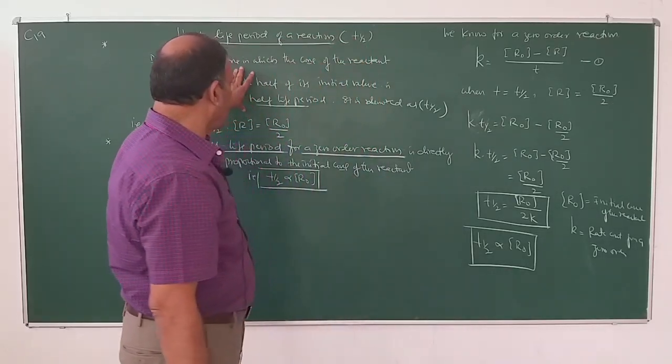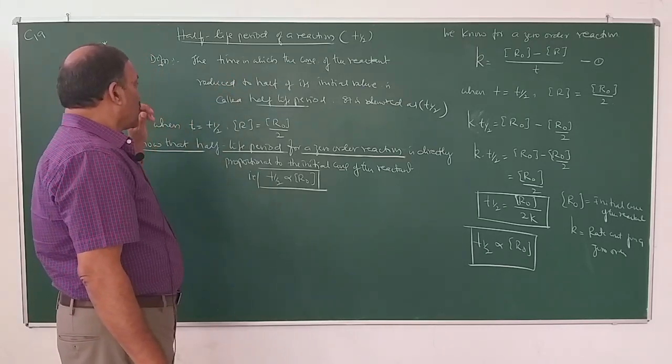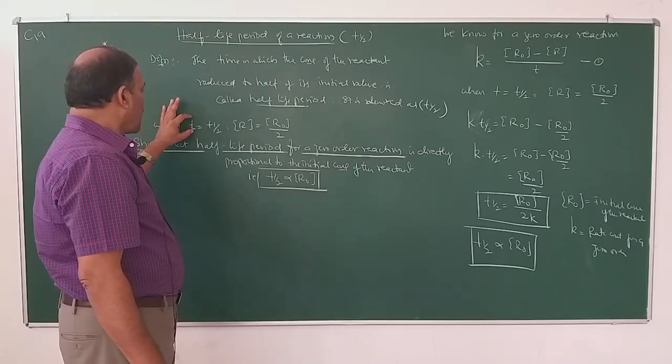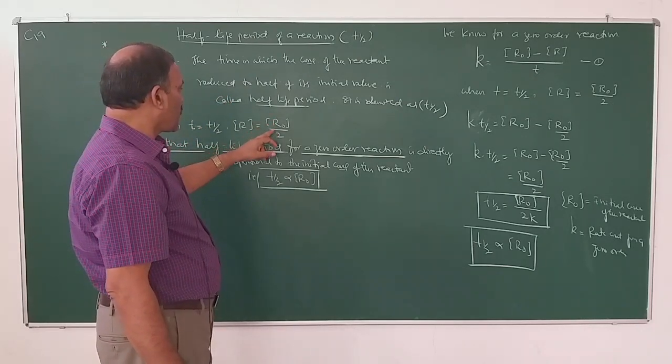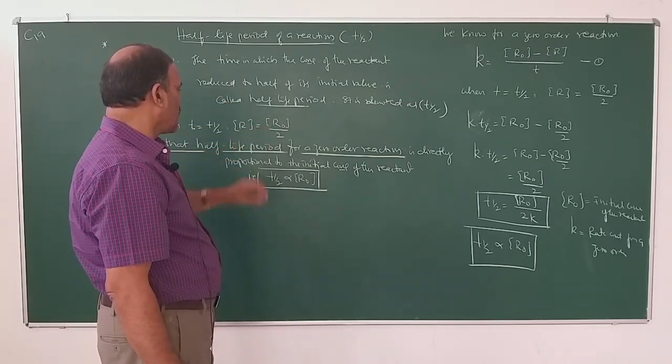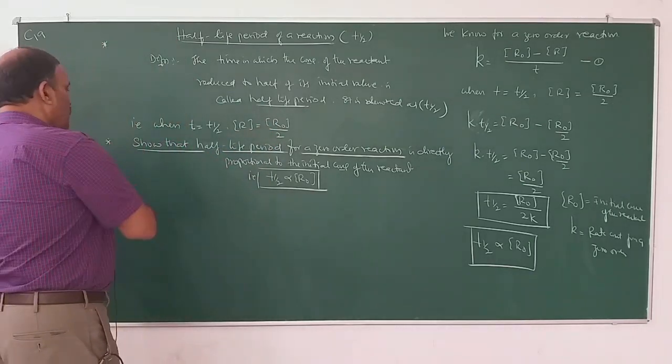So we have to define what is the half-life period for a zero order reaction. According to the definition, when time is equal to T half, the concentration of the reactant is half of its initial value, where R naught is the initial concentration. So this is also very important.